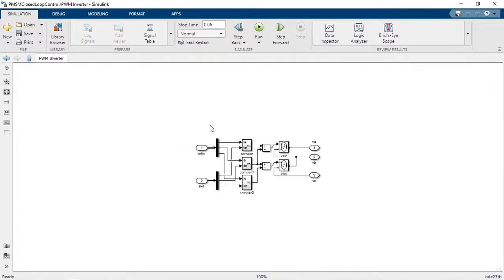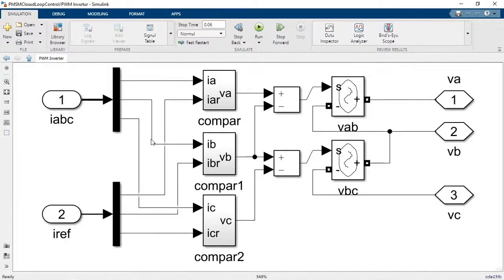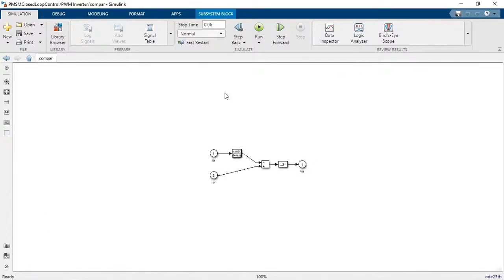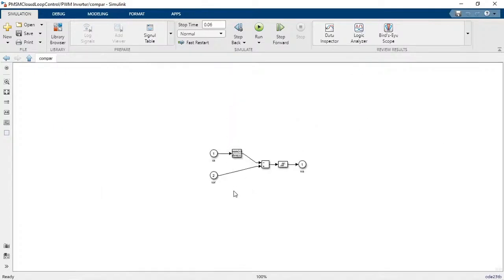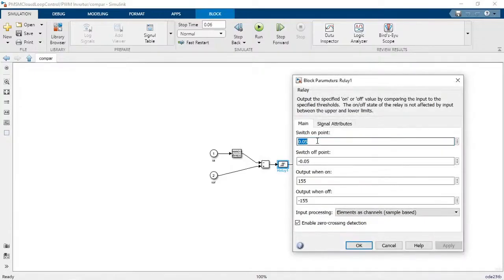So once you get this value, this is just a comparator value. Again, this is the current, a function of hysteresis. Whenever the input signal reaches my higher or lower value, it will generate a limit. Let us take this as IABC and this as IABC reference. Here we are comparing the actual value to the reference value. Then that error is limited to the maximum value. Whenever it reaches 0.05, it will emit 155. That is the maximum value.